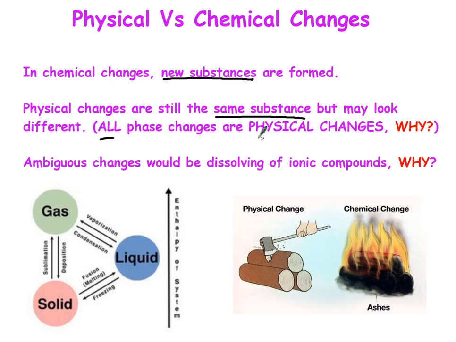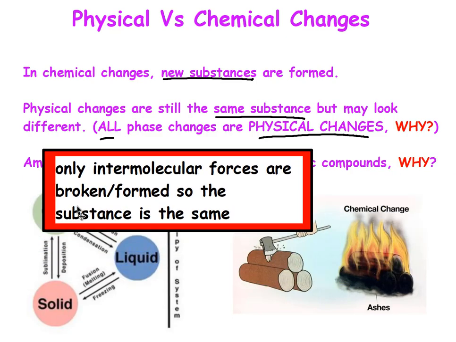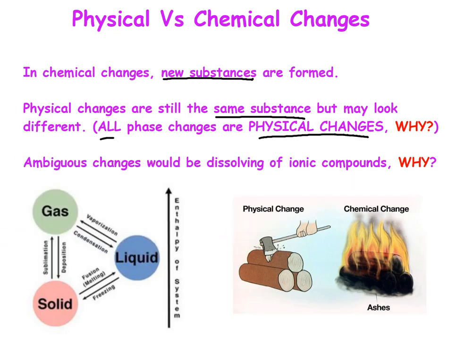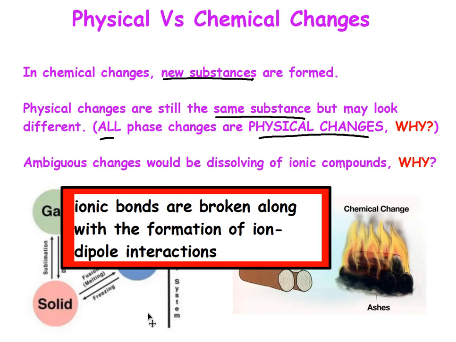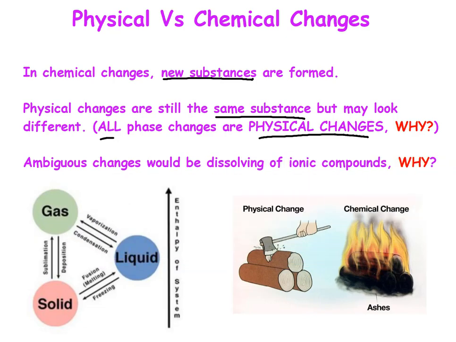Remember that all phase changes are physical changes because only intermolecular forces are being broken, so the substance remains the same. Ambiguous changes would be dissolving of ionic compounds, because like we saw on the previous slide, ionic bonds are broken along with the formation of ion-dipole interactions, so we have processes that have physical and chemical pieces in that, making it ambiguous. But most changes can be classified as physical or chemical. So here are all of your phase changes. Make sure you know all those words are physical changes.